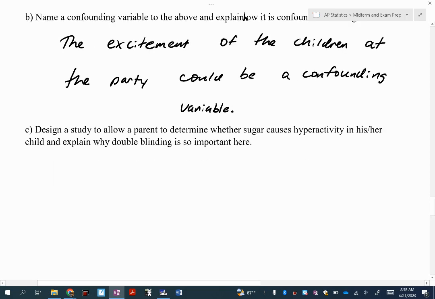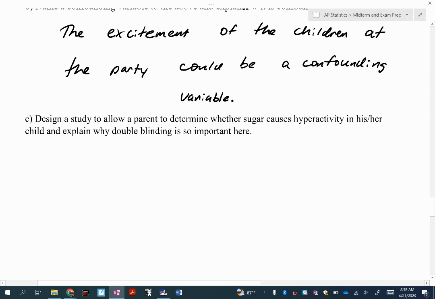Okay, let's talk about how we could design a study to help us prove whether hyperactivity is caused by sugar or not. All right, it does mention double blinding. How are we going to do this with double blinding? So they both don't know. Can you think of what groups we're talking about here? Well, I guess we can start with the kids, right? So the kids have to be blind to the fact that they're getting sugar or not getting sugar. How do we make sure kids don't know that they're either getting the sugar or they're not getting the sugar?